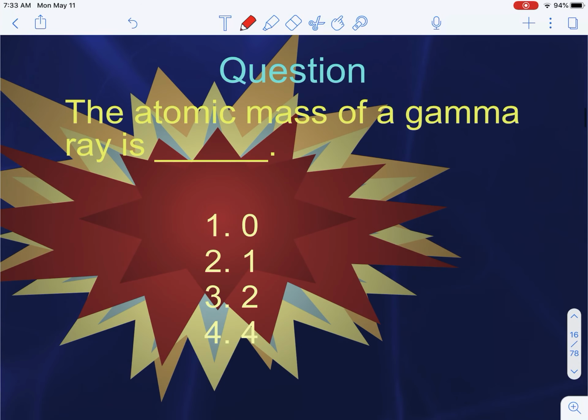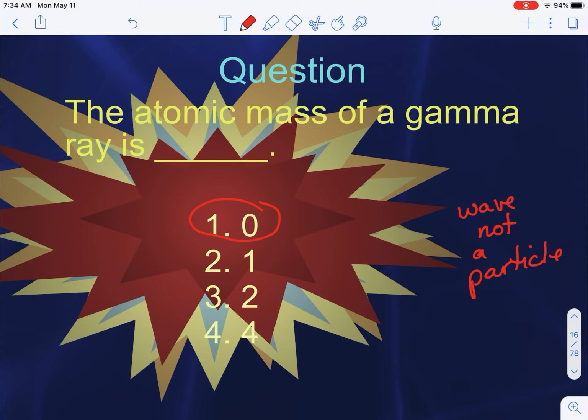Alrighty, what about the atomic mass of a gamma ray? Atomic mass of a gamma ray is actually 0. Why? Because it's a wave. It's not a particle. So those are the 3 types of radiation that are given out.